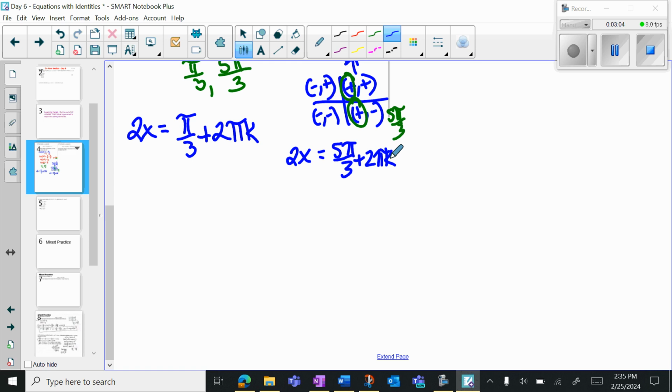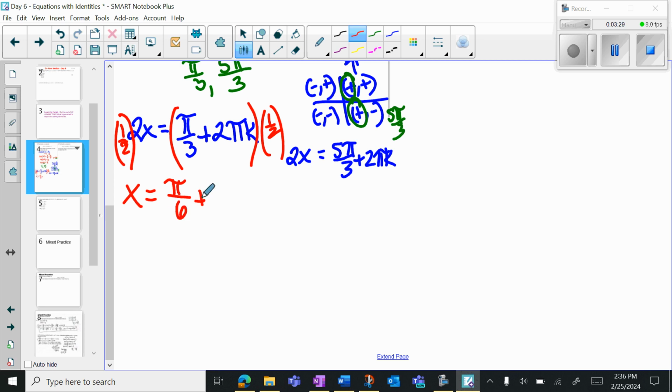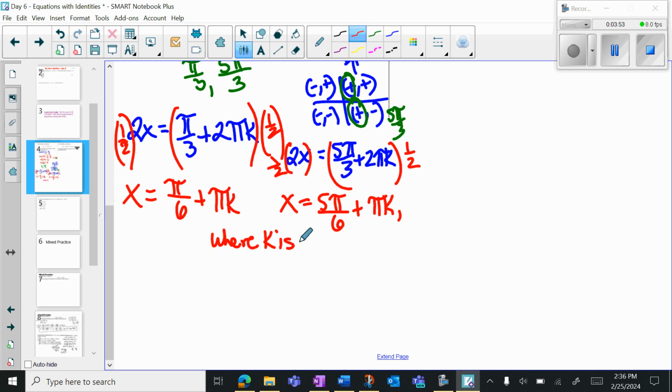So now we have to get x by itself. That's the easy part. We're going to multiply everything by a half. The left side gets multiplied by a half, the right side gets multiplied by a half. So I'm going to get x is equal to 1/2 times pi over 3, so pi over 6, plus 2 pi k times a half is just pi k. Now we'll do the same thing to the other equation, multiplying both sides by a half. So I have x is equal to 5 pi over 3 times 1/2, which is 5 pi over 6, plus, again, pi k, where k is any integer.